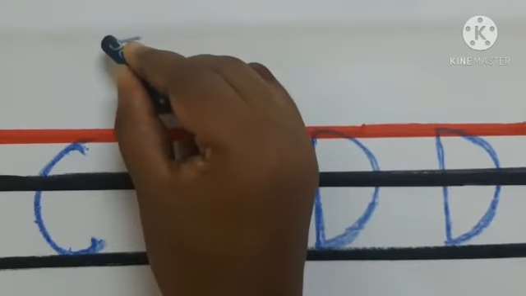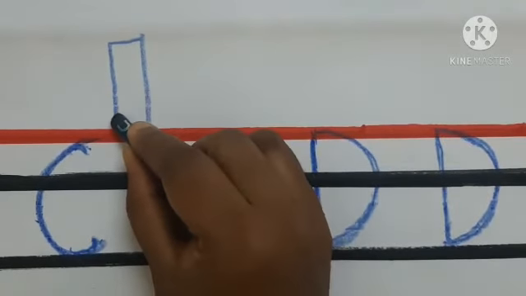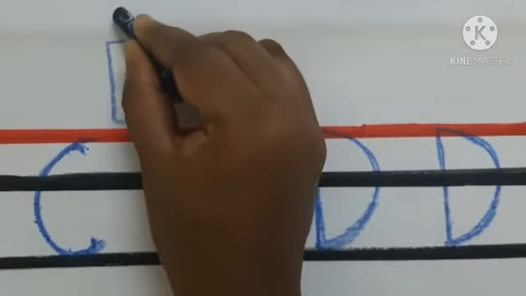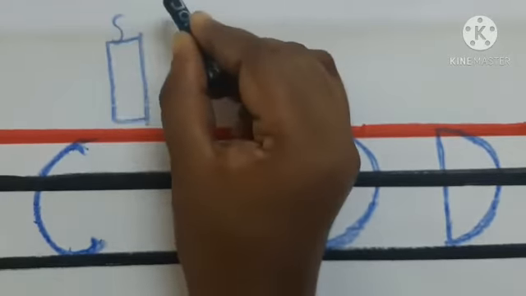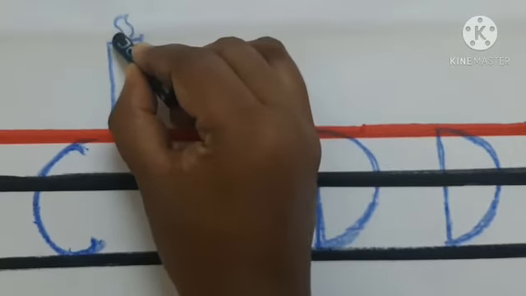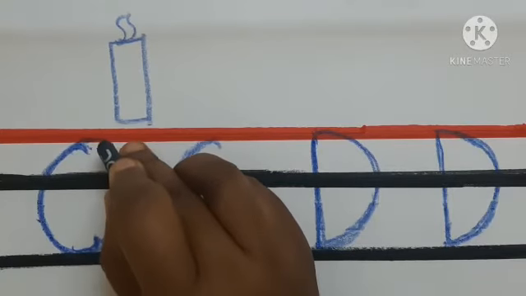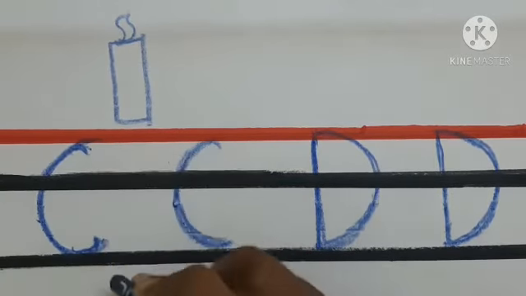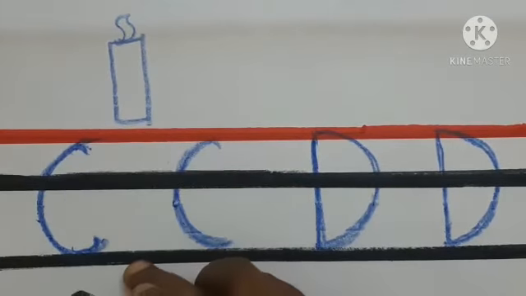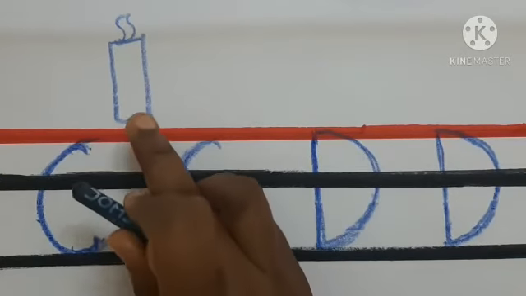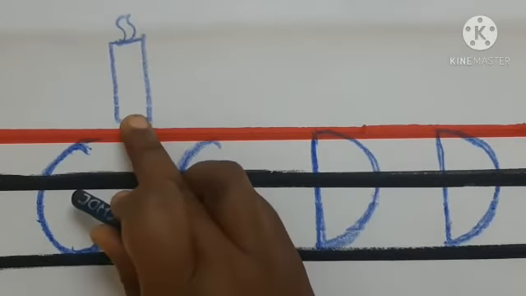Sleeping line. Join here a standing line. Standing line and sleeping line. Here I am joining. This is an S curve. Again an S curve. See, what is this, children? Yes, candle. C for candle. What is the example for the letter C? Candle.